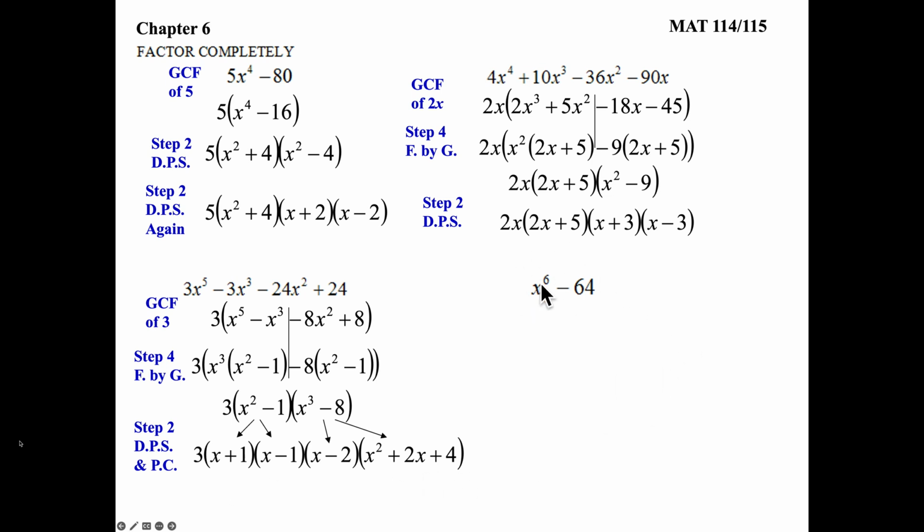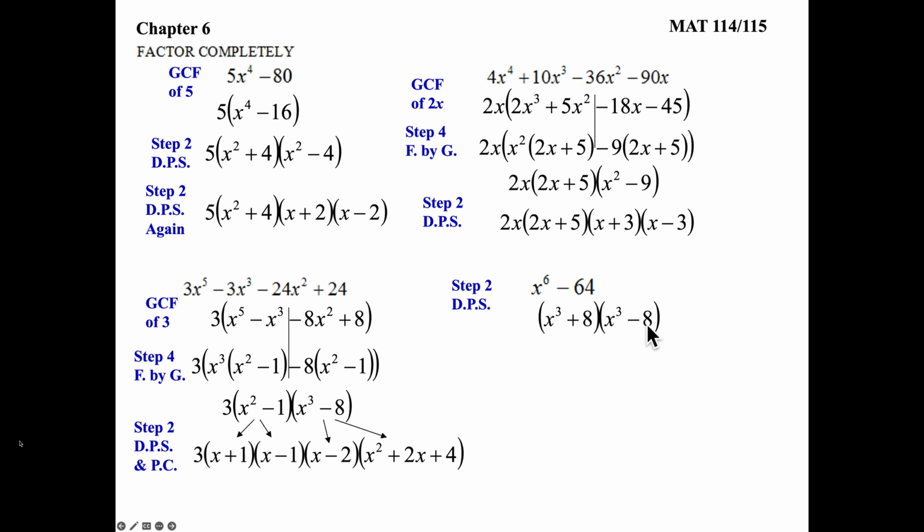This is a trick question. X to the 6th minus 64. We saw this before when we did perfect cubes. 64, X to the 6th and a 1, both difference of perfect squares and perfect cubes. So we have to do difference of perfect squares first. So the square root of x to the 6th is x cubed. Square root of 64 is 8.